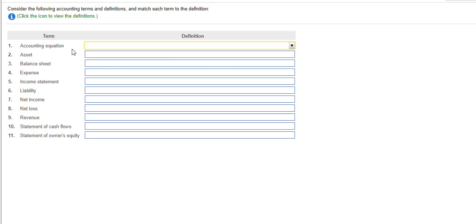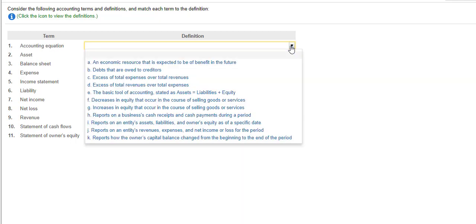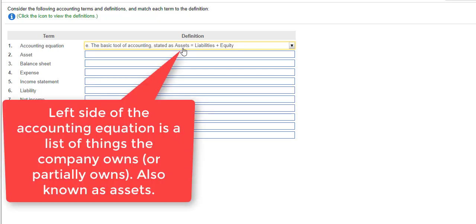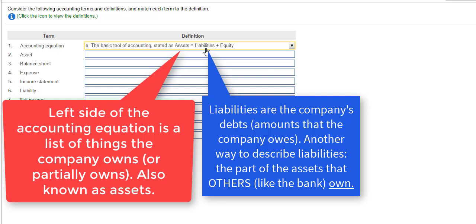Now this first one is super critical, the accounting equation. Everything in accounting is based on the accounting equation, so you need to know this inside and out. The accounting equation is assets equals liabilities plus owner's equity. Remember, assets are things that the company owns, such as the building, cars, office supplies, equipment, land, etc. Liabilities are their debts, things that they owe.